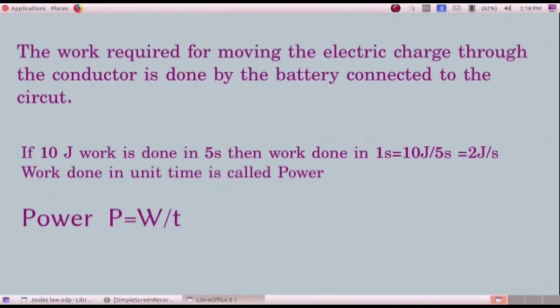if 10 joule work is done in 5 seconds, then the work done in 1 second is equal to 10 joule by 5 seconds, and we got it as 2 joule per second.